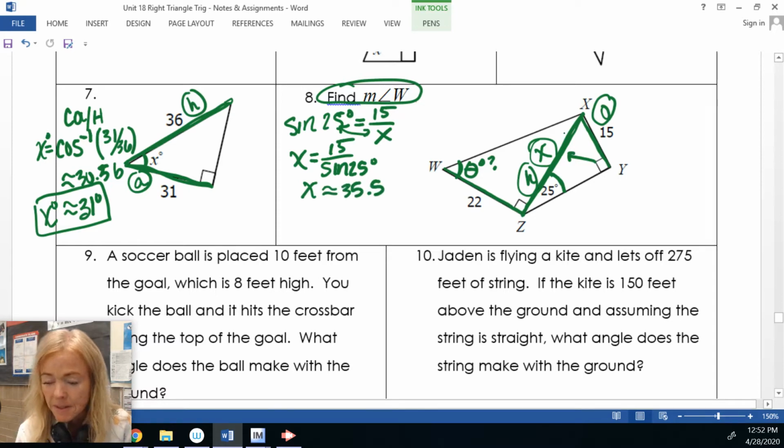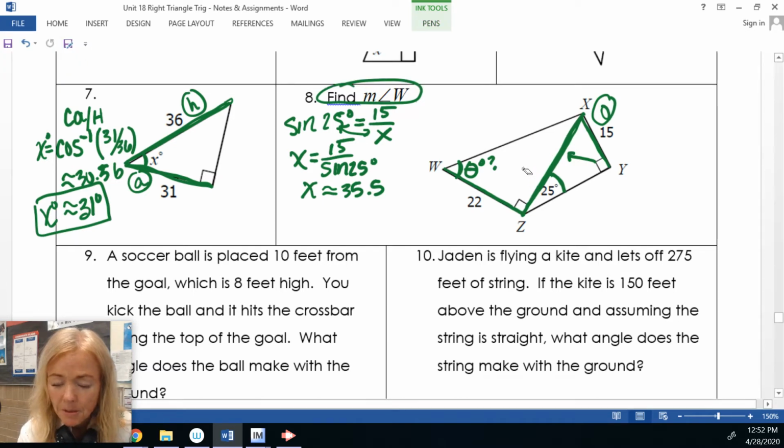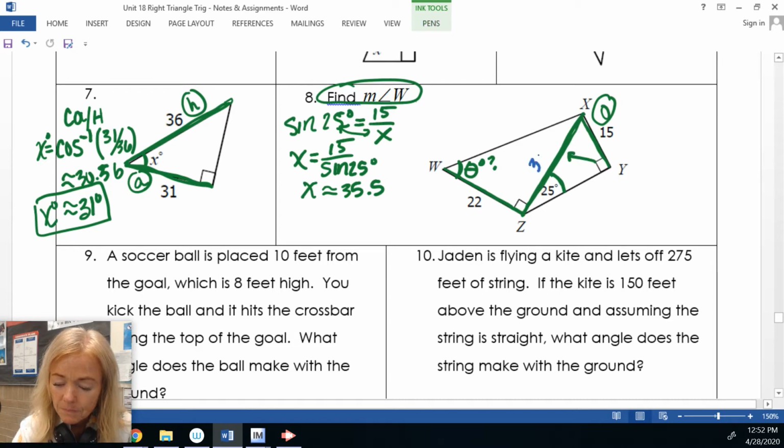Okay, so that's this side here. And I'm going to have to erase a few things because it might not be the hypotenuse anymore. Now we know the measure, so we can erase x and put in 35.5. So we figured that out.